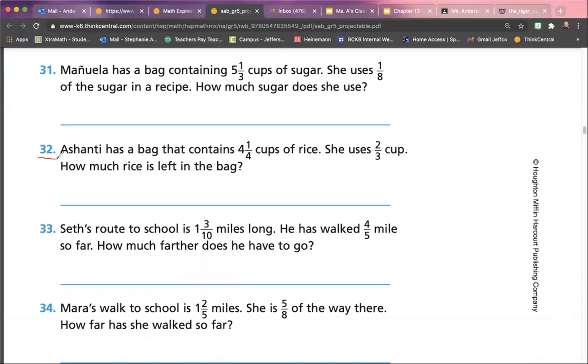So we have here, and you guys don't have to write the whole word problem in your notebook because that's a lot of words, but we should probably write the numbers in there. Ashanti has a bag that contains 4 1/4 cups of rice. She uses 2/3 cups. How much rice is left in the bag? If I am trying to figure out how much rice is left over, what function am I doing? Adding, subtracting, multiplying, dividing? What do we think?